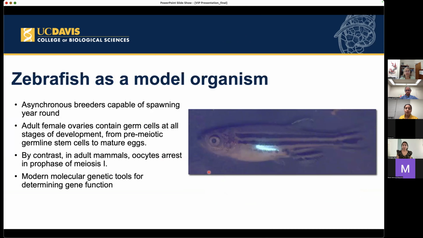Now, why do we use zebrafish as a model organism to study genetics? Zebrafish are asynchronous breeders capable of spawning all year round. Adult female ovaries contain germ cells at all stages of development, from pre-meiotic germline stem cells to mature eggs. Whereas in adult mammals, oocytes rest at prophase stage of meiosis I. Also, zebrafish have modern molecular genetic tools for determining gene function.